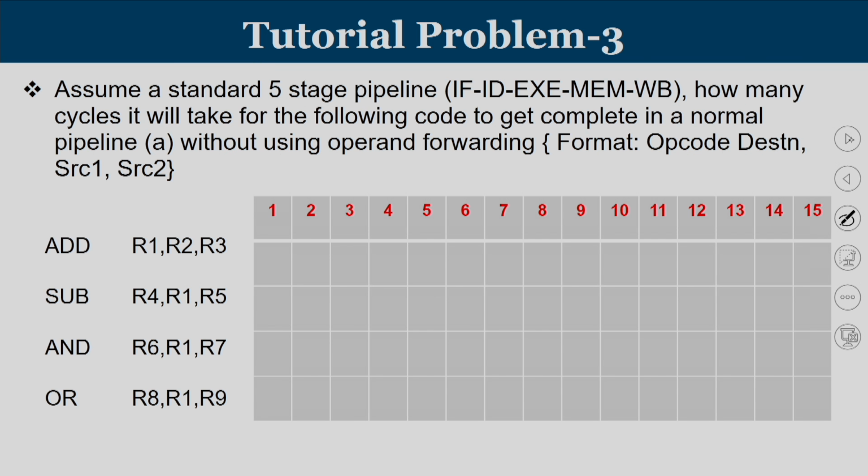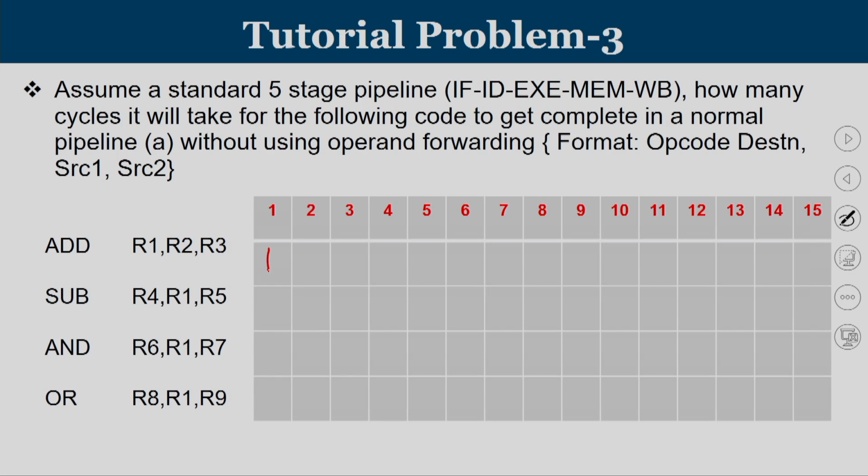Moving into the third problem, assume a standard 5 stage pipeline: IF, ID, EX, MEM and write back. How many cycles will it take for the following code to complete? So, by what time will the execution get over, if you are using a normal pipeline without operand forwarding? Let us consider the first add instruction.